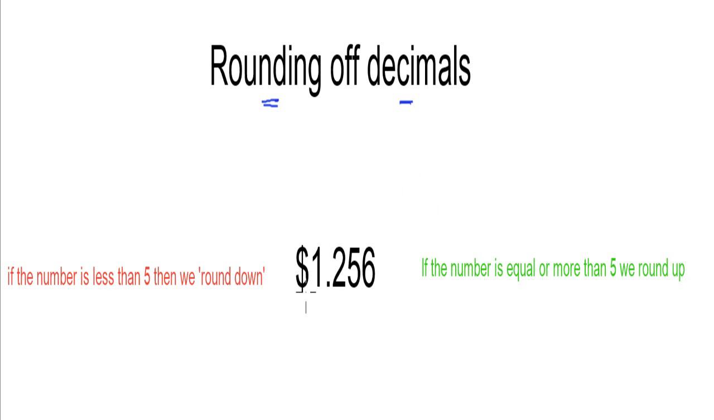So for example, in this case, we have a dollar and 256. That means that the 2 here stands for 10 cents, so we have 20 cents. The 5 here is the cent column, so we have 5 cents. So that's $1.25. Now the question would be, what does this number represent?